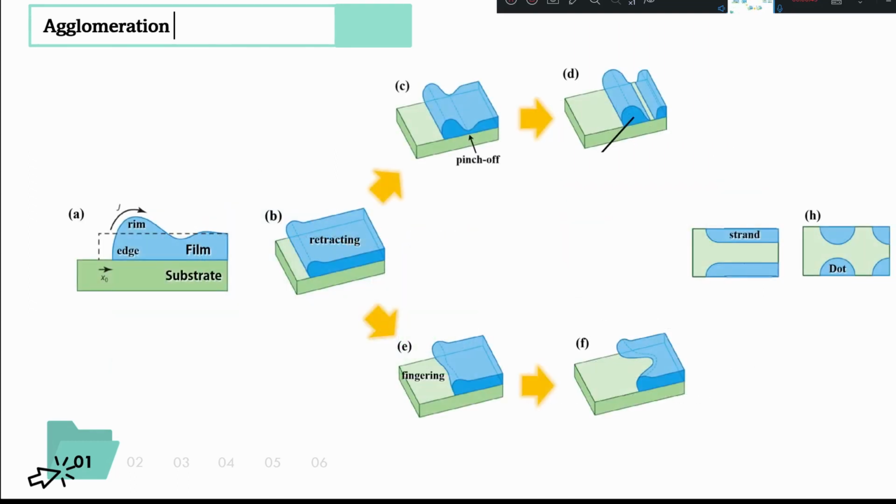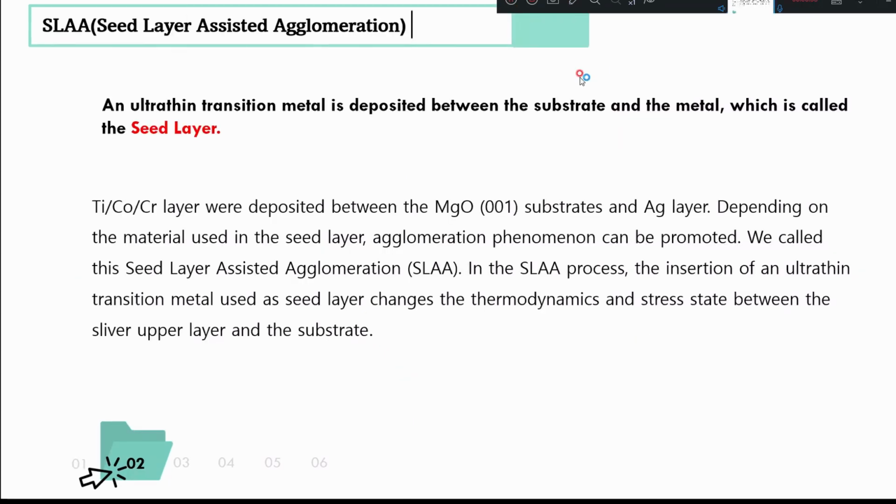The thin film shape changes depending on different conditions. Specifically, we fabricated samples to make a dot form like in picture H, and it is called a nanodot. An ultra-thin transition metal is deposited between the substrate and the metal layer, which is called the seed layer. Titanium, cobalt, and chrome layers were deposited between the magnesium oxide substrates and the silver layer. Depending on the material used in the seed layer, the agglomeration phenomenon can be promoted. We call this seed layer assisted agglomeration.